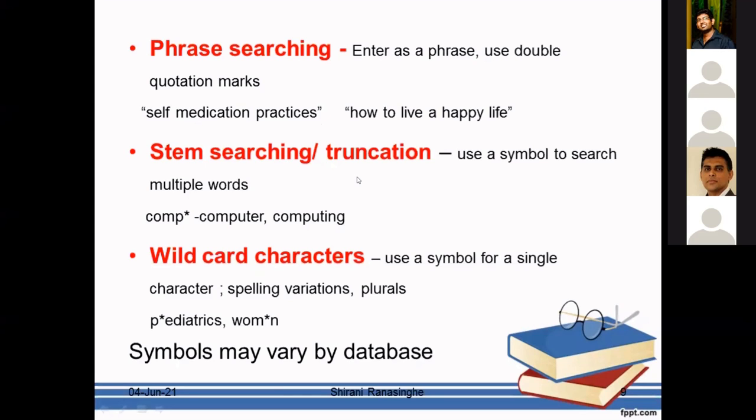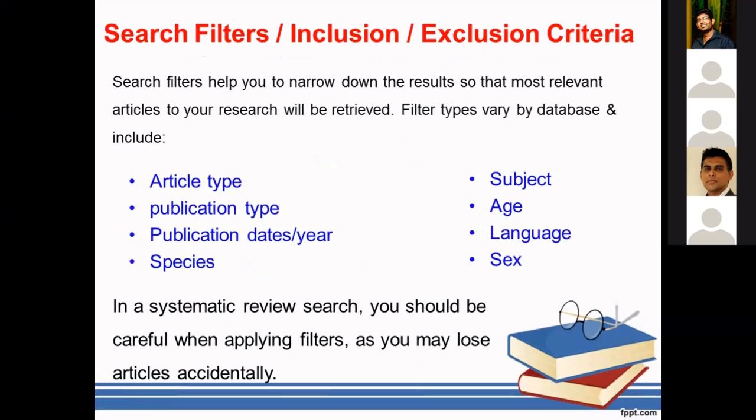And stem searching or truncation, we can use truncation marks to search multiple words, which will save our time. So if we use COMP with the asterisk mark or any other symbol which is assigned by the database, it will retrieve all the terms starting with COMP. And wildcard characters we use for spelling variations and for plurals. I think all of you know that there are variations in British and American English. So to avoid that problem, we can use wildcard characters. Again, the symbol may vary according to the database. So those are the main tips for searching a database, for advanced searching techniques.